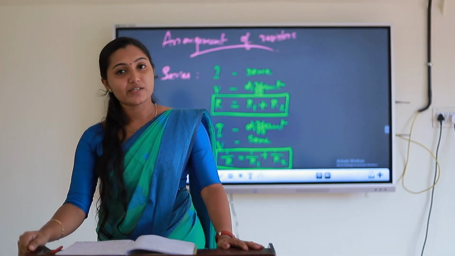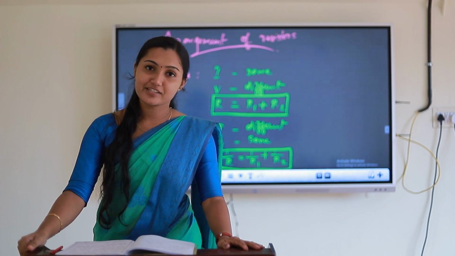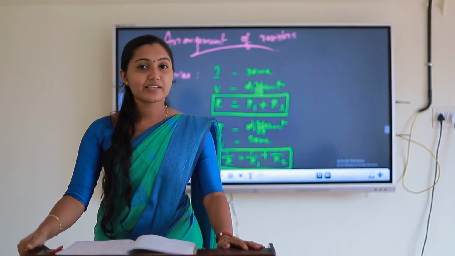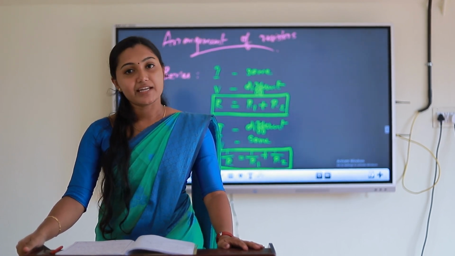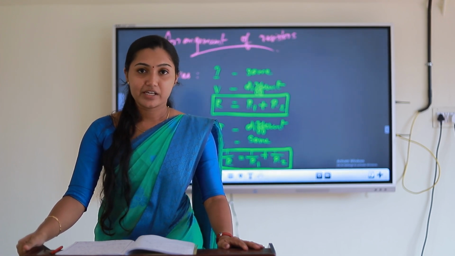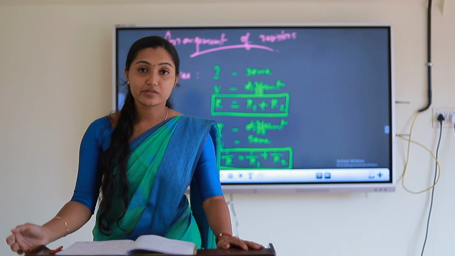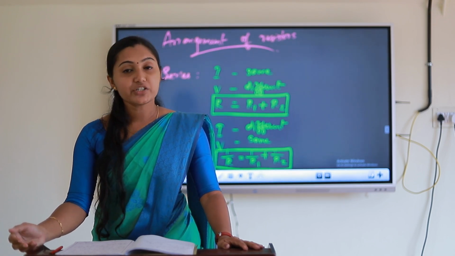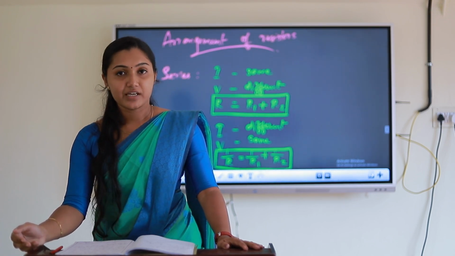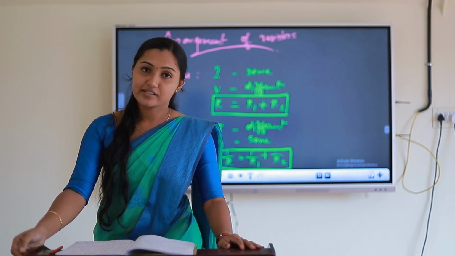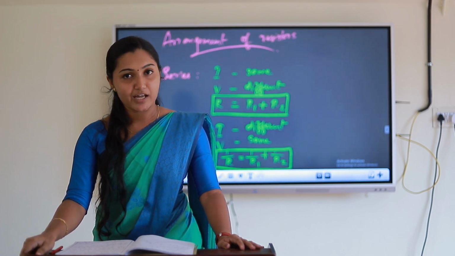In this class, we studied the arrangement of resistors in a circuit. Resistors can be connected in two ways, in series and in parallel. If we connect two resistors in series, the current passing through the resistors will be the same, but the potential difference will be different, and the effective resistance R is equal to R1 plus R2.